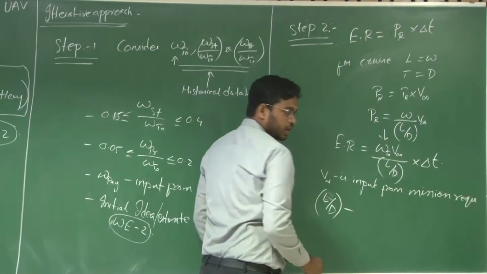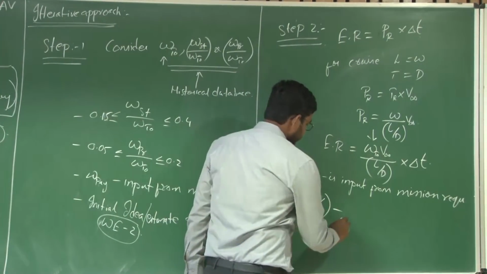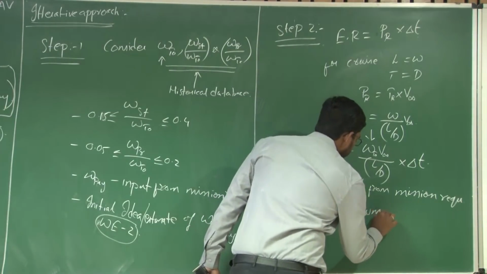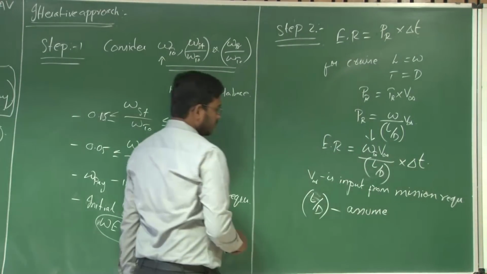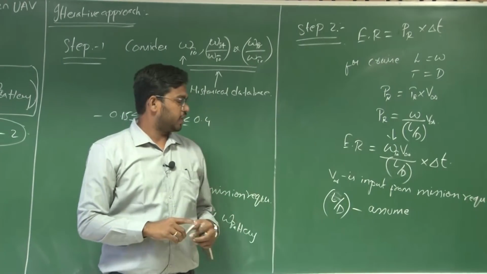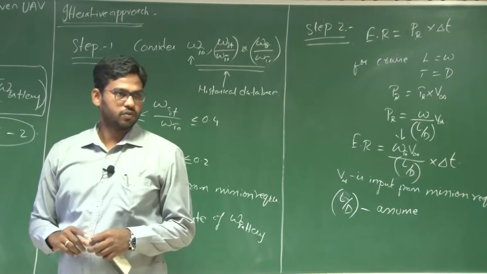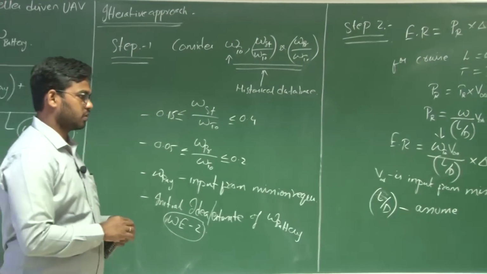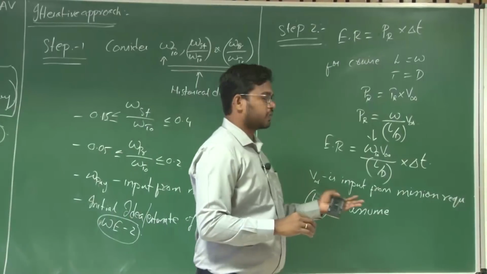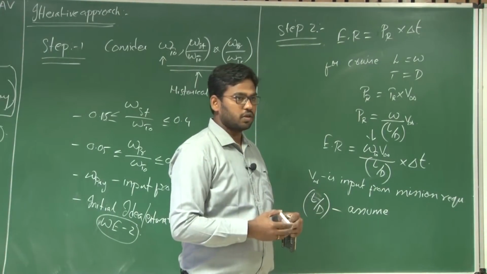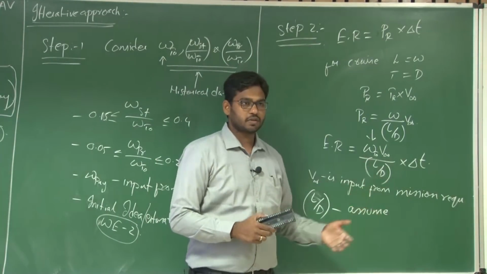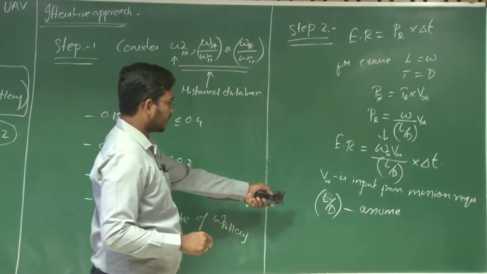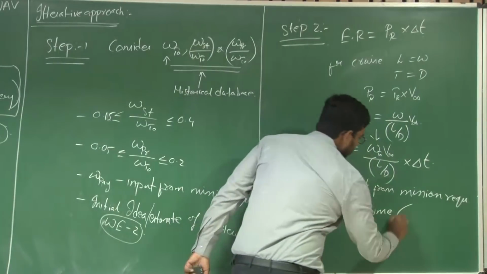L by D is also known as aerodynamic efficiency, right? So assume. Typical values of L by D will be 8 to 12, or 8 to 14, for a normal UAV with an aspect ratio of around 10. For glider kind of UAVs, L by D ranges from 15 to 20. Anything between that. So these values can be considered as an input from the historical database.